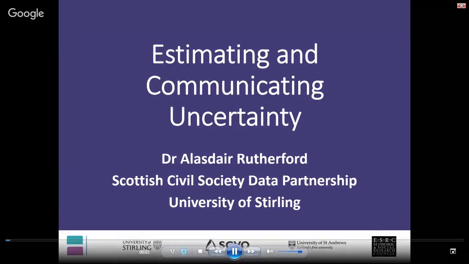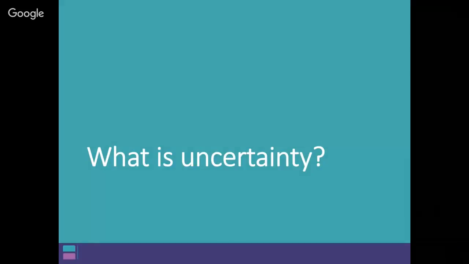We're going to talk now about estimating and communicating uncertainty. So first of all, let's think about what we mean by uncertainty. We're using uncertainty in a very specific sense here. When we have a sample, we can calculate an average from that sample. We add up all the data, we divide it by the number of observations, we've got an average. That gives us an exact figure.